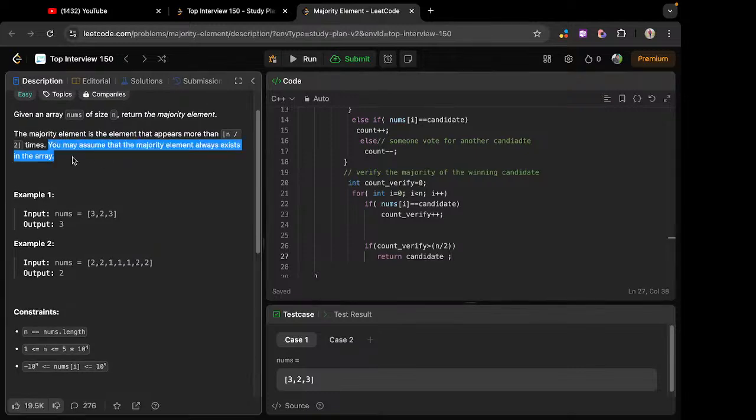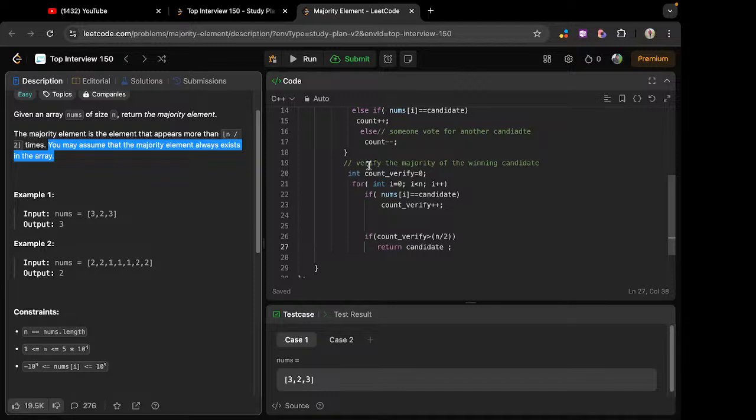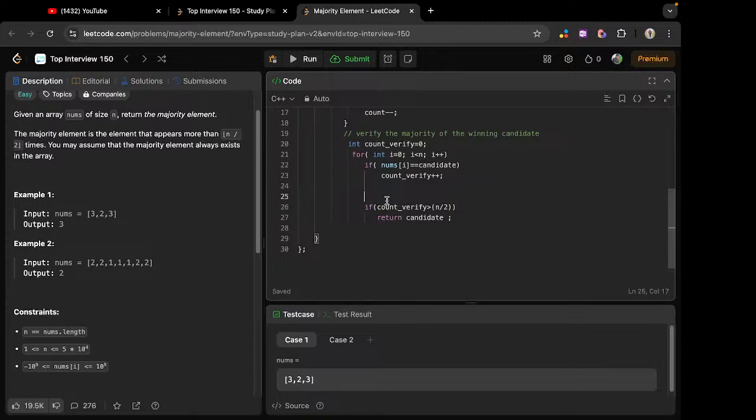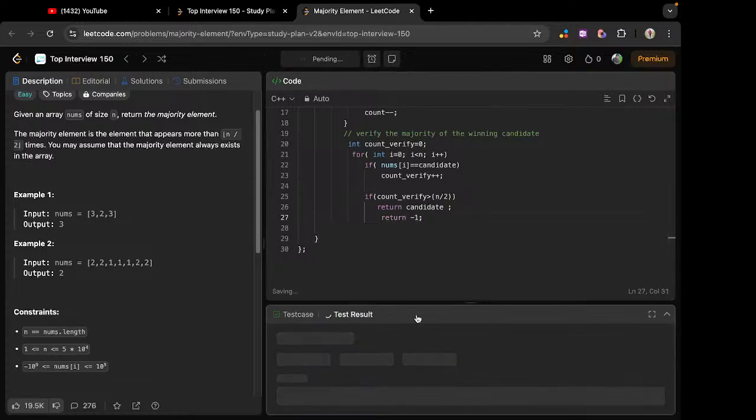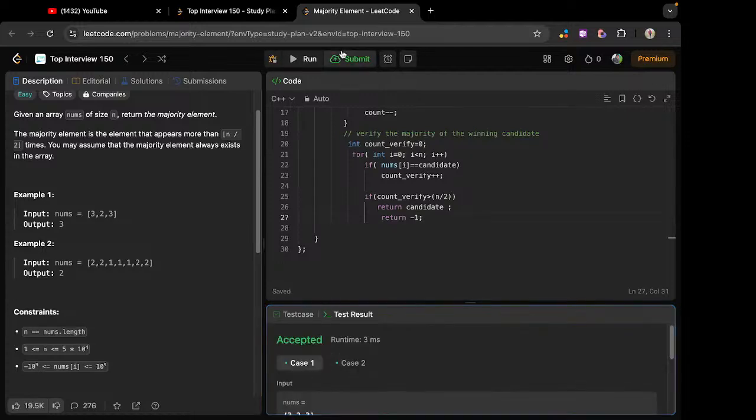And here we don't actually require to verify this, because it says that you may assume that the majority element always exists, meaning that definitely there will be a majority element who wins the election. We verify it for our safety, otherwise we return -1. Let me check. There is no syntax error, so definitely it will accept our solution.